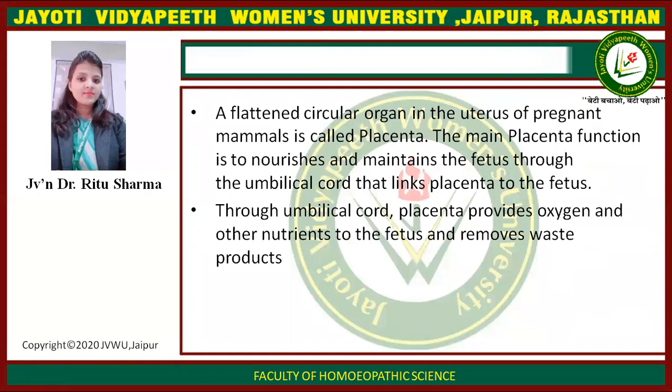A flattened circular organ in the uterus of a pregnant mammal is called the placenta. The main placental function is to nourish and maintain the fetus through the umbilical cord that links the placenta to the fetus. Through the umbilical cord, the placenta provides oxygen and other nutrients to the fetus and removes waste products.